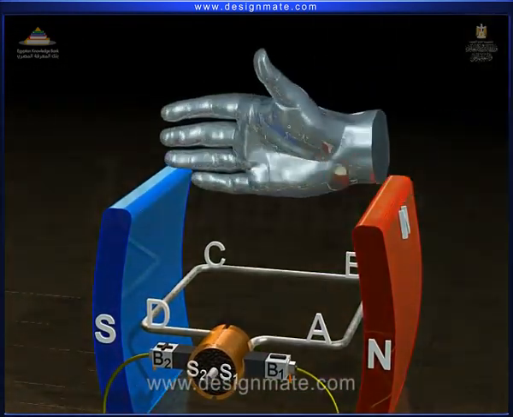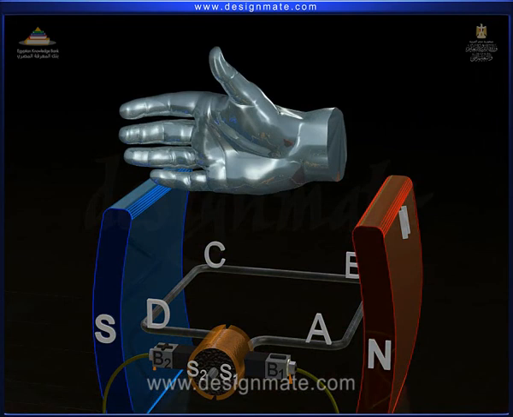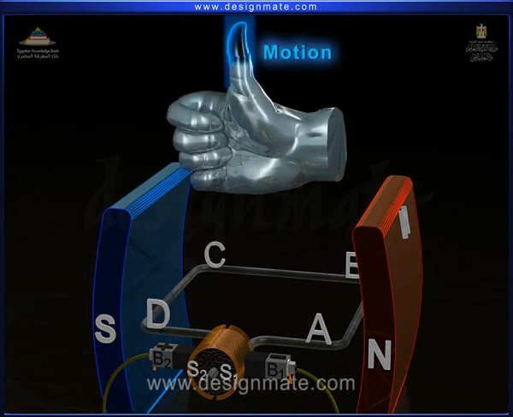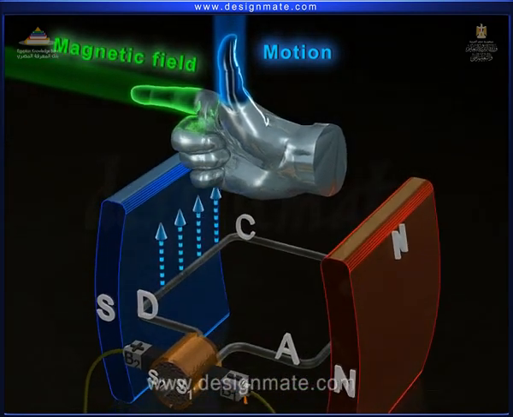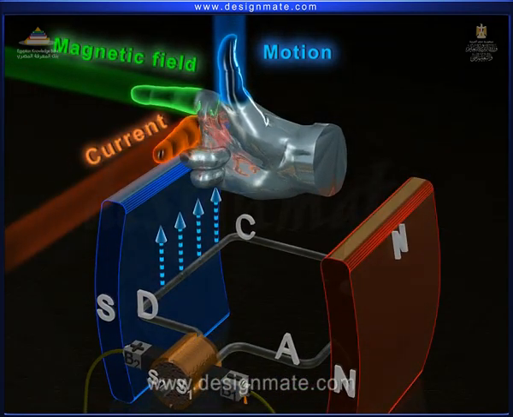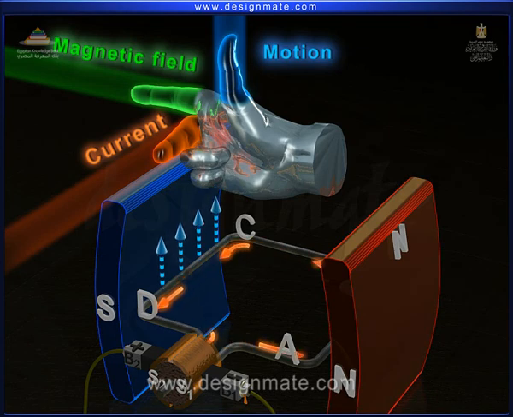By Fleming's right-hand rule, we can find the direction of current in the arm CD. The thumb coincides with the direction of motion, that is, upwards. The index finger shows the direction of the magnetic field. So the second finger shows us the direction of current, that is from C to D.